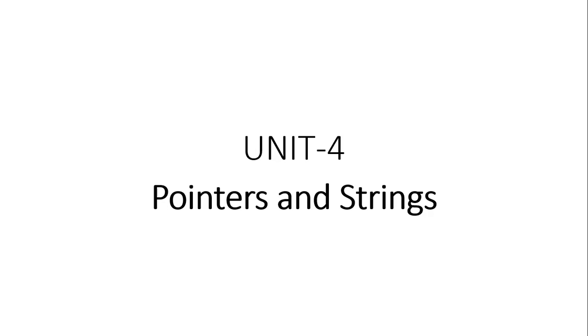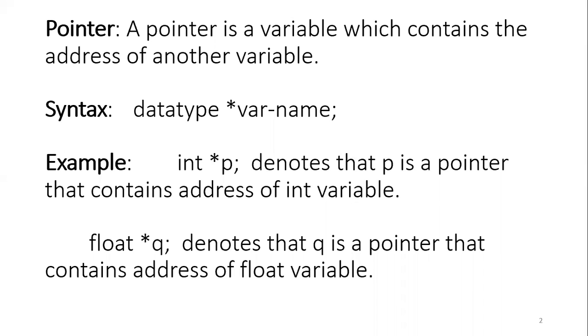First of all, we shall discuss what is a pointer. A pointer is a variable which contains the address of another variable. The syntax for a pointer is star variable name. As we know, every variable in the memory has some address. A pointer is a special type of variable that contains the address of another variable.